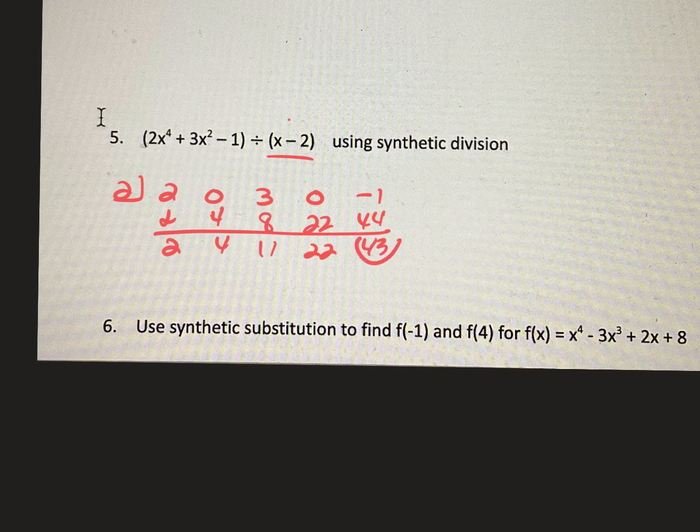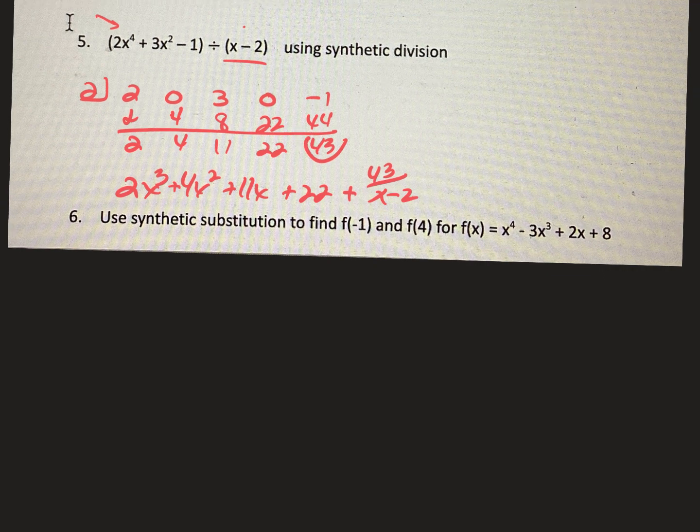Now, remember, we always start our quotient 1 degree less than we started. We started with 2x to the fourth, so my quotient is going to be 2x cubed plus 4x squared plus 11x plus 22. And because 43 is positive, I put plus 43 over x minus 2.